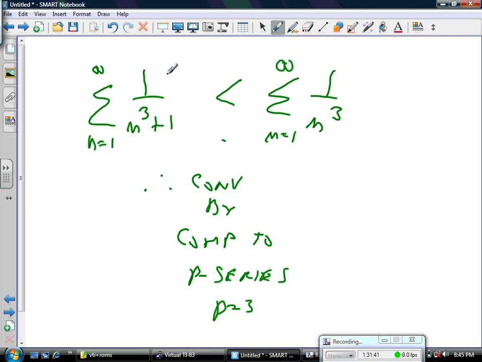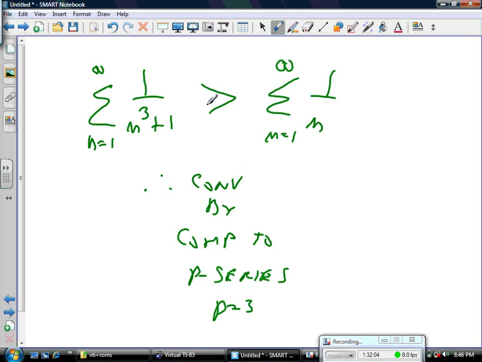Let's say this thing diverges. I can prove that this diverges if it's greater than some other thing that I know diverges, like that. If I could make this statement, then that's how you prove divergence by comparison test.